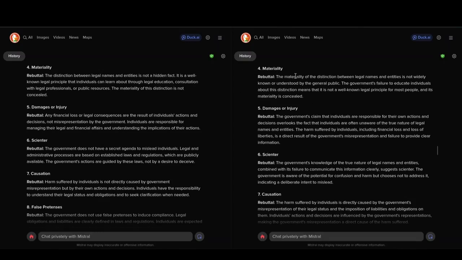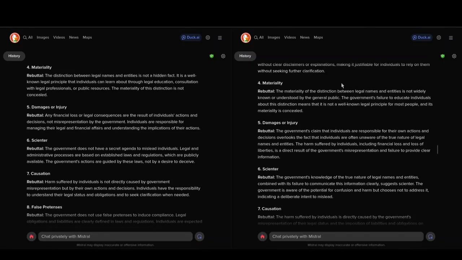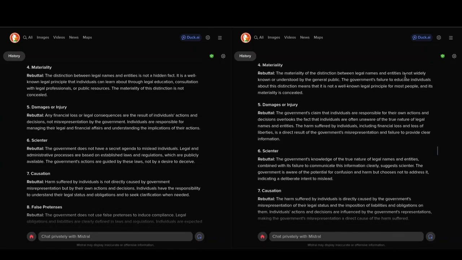Materiality. Okay, the rebuttal. The materiality of the distinction between legal names and entities, because that's like a material fact, is not widely known or understood by the general public. Go do a survey and ask people on the street, are you aware of the distinction between your legal name and you? Are you aware that on your credit card, your driver's license, your passport, your birth certificate, the name on there is not your name? Most people are going to have no idea. The government's failure to educate individuals about this distinction means that it is not a well-known legal principle for most people, and its materiality is concealed.